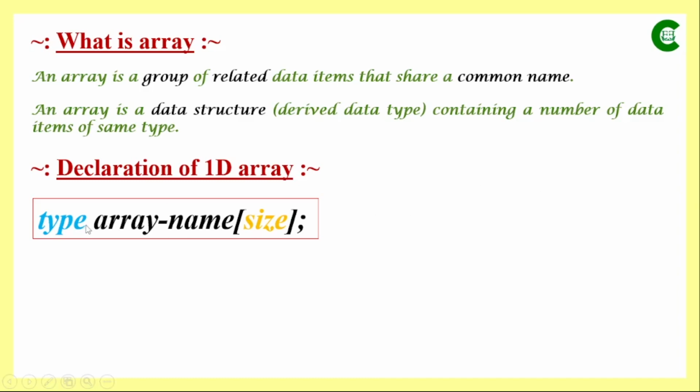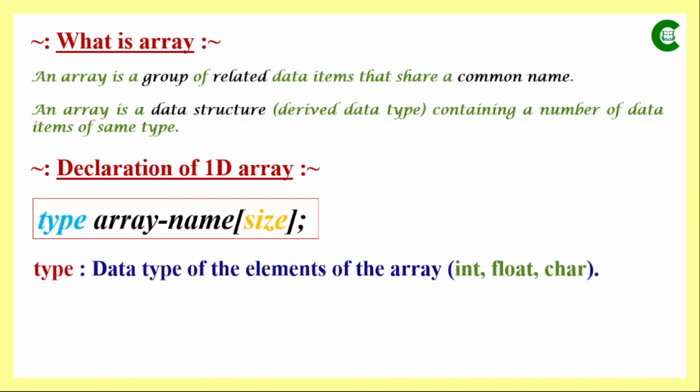So first we have to mention the type, then the variable name, and then the size of the array. One thing you notice here is that between the type and the array name or variable name, there should be a minimum one space gap, and between the array name and the size of the array, there should not be any space, and the size of the array should always be mentioned within brackets, not within parentheses, not within braces.